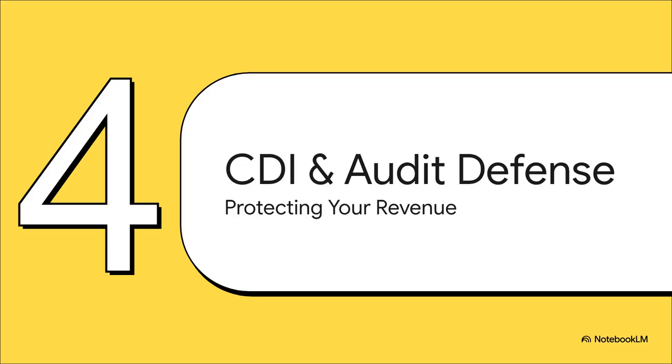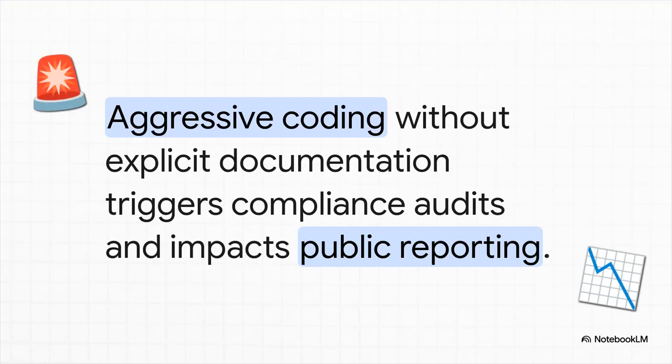And finally, Section 4, CDI and payer audit defense. Listen, overly aggressive coding without the explicit documentation to back it up, it is a total disaster waiting to happen. It's going to trigger compliance audits and completely wreck your case mix index. For instance, if a provider casually writes chest pain in a discharge summary without linking it to an established acuity level, like saying it's an acute MI, that creates a severe revenue loss and a massive compliance headache. Simply put, we literally cannot code what isn't explicitly documented.